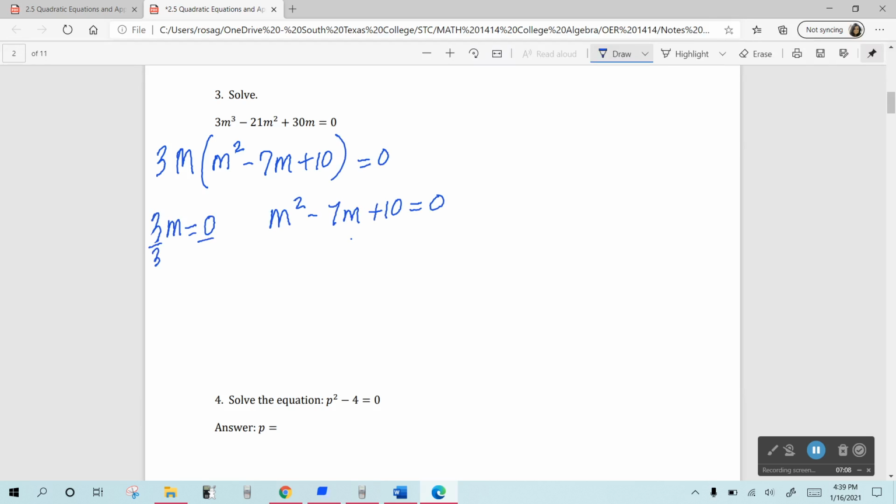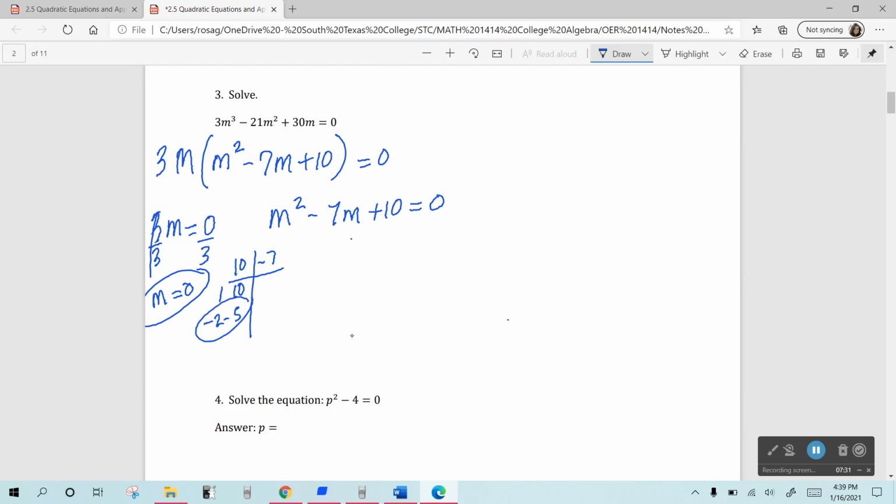Now this one is just going to be divided by 3 and you'll get 0. So that's one of the answers. Now over here, you can either again factor or use the quadratic formula. So if I'm going to factor, I'm looking for numbers that give me 10 when I multiply and -7 when I add. 1 and 10, 2 and 5. So that would be these.